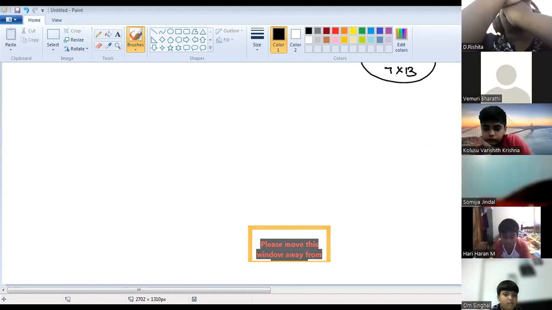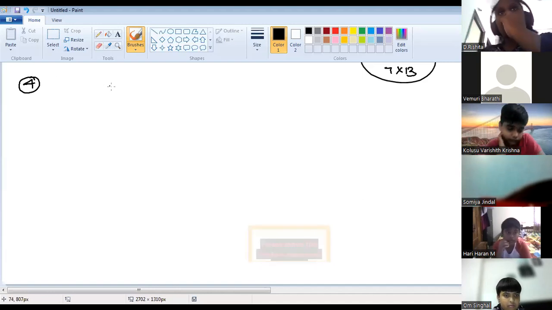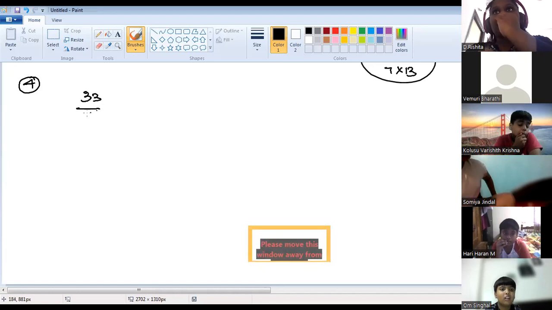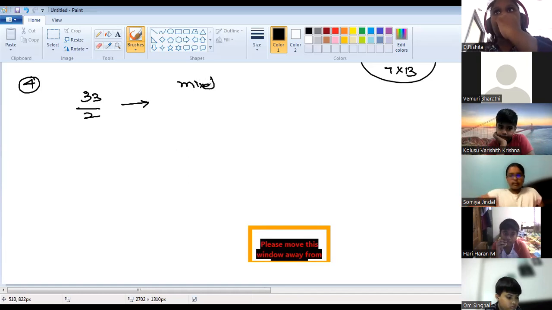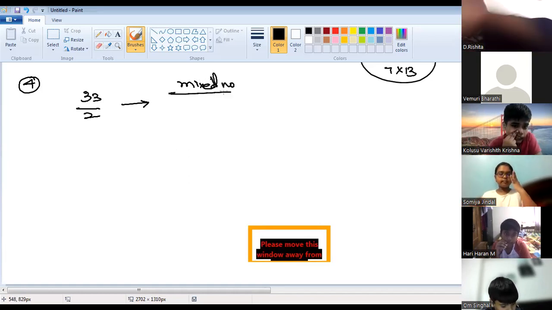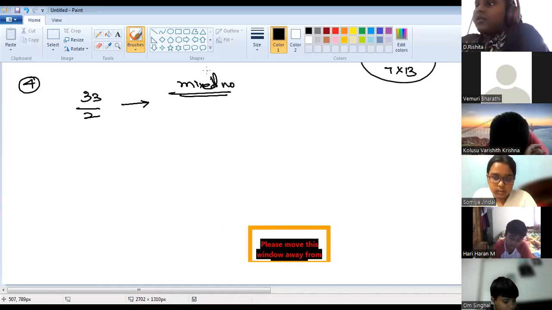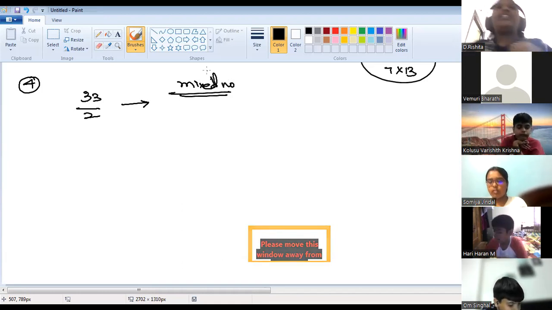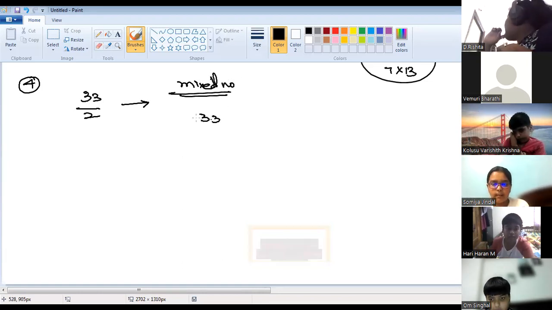Now, next question goes to Hariharan. Hariharan, your question is 33 by 2. Can you convert 33 by 2 into a mixed number? Start to divide. Yes, very good. We have to divide.